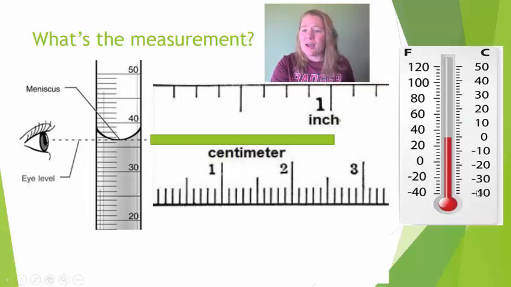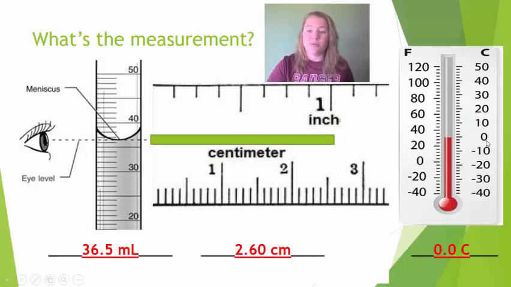Then if we look at our thermometer, quiz yourself, is it Celsius or Fahrenheit? Well, in science we use Celsius. So this top level of the thermometer, that's where we measure to. And if we look across over here, it is right at 0. So we can say that it is at 0.0 degrees Celsius because we always guess that last digit. So double check, make sure you got the right answers.